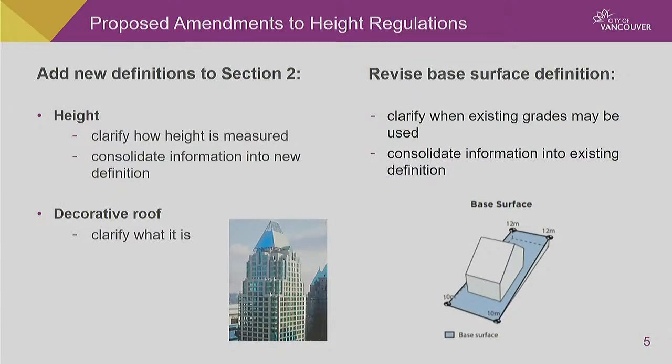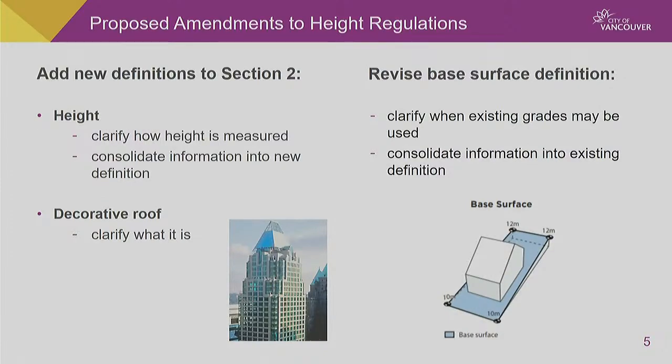So we're proposing to consolidate regulations on how height is calculated into a new definition so it's easier to find and understand how height's measured. For decorative roof, we're creating a definition to clarify what it is. And we're also proposing updates to the definition for base surface, again, really to consolidate regulations into the existing definition to provide more clarity and have the information located in one place.